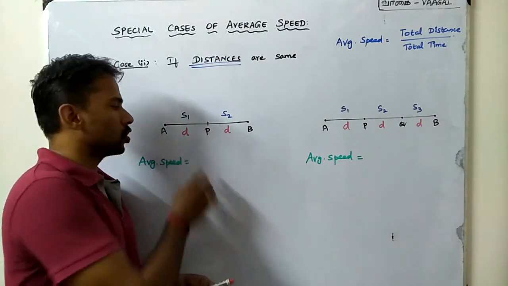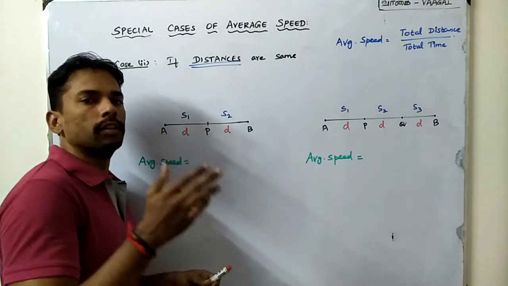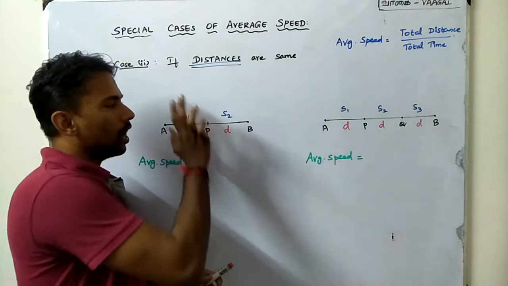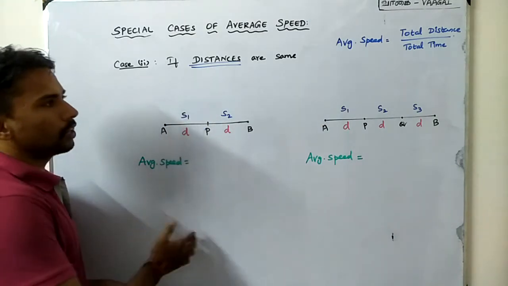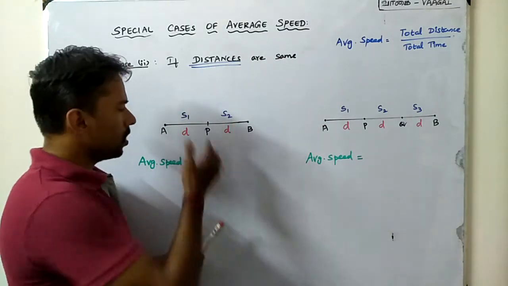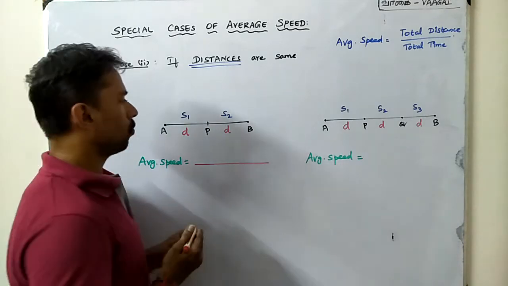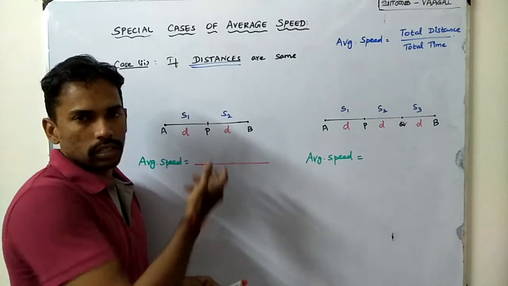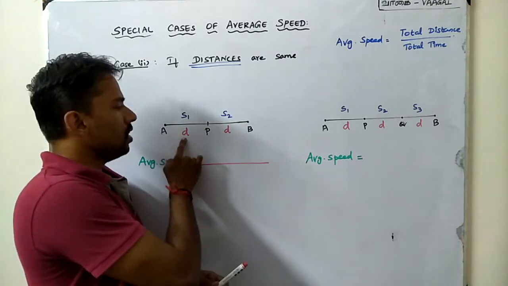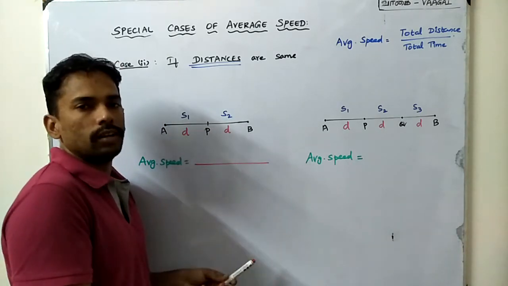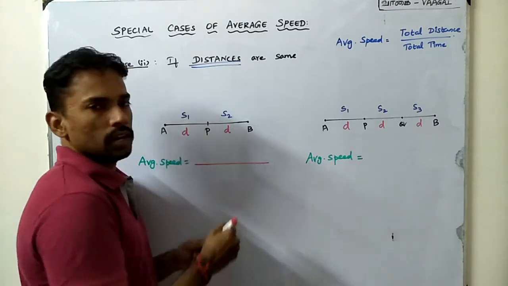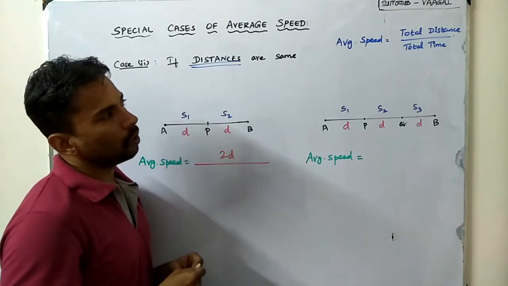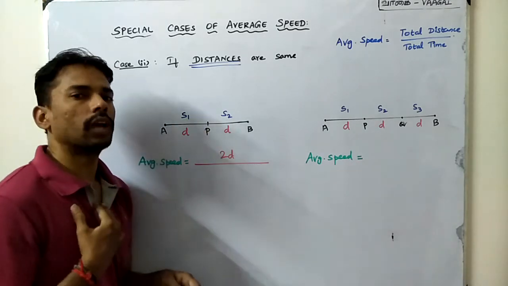We are going to take the distances to be D and D. But the speeds are going to vary. In the first part, let us take the speed to be S1. In the second part, the speed is S2. Let us now try to calculate the average speed in this case. First, we have to calculate the total distance. Calculating the total distance is very easy because we have D and D in each part. So the total distance will be D plus D, which is 2D. This is our numerator. Next, the denominator will be the total time, which we have to calculate.